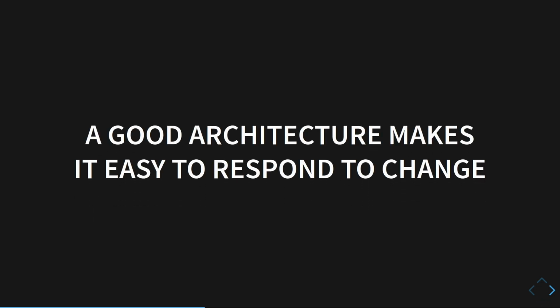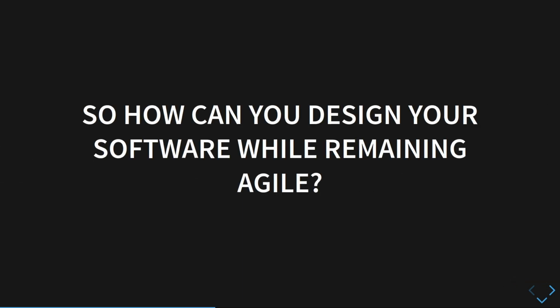So in other words, having a good architecture and paying attention to architecture will actually make it easy for us to respond to these changes which we need to solve for the business. So then the question is, how can we design our software and at the same time remain agile, not falling into this trap that I fell into by working out all the details in advance?